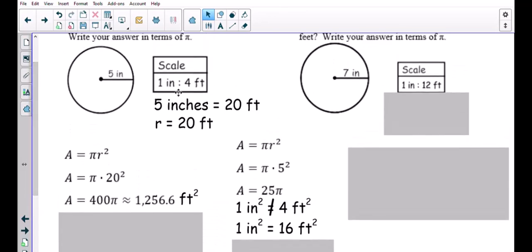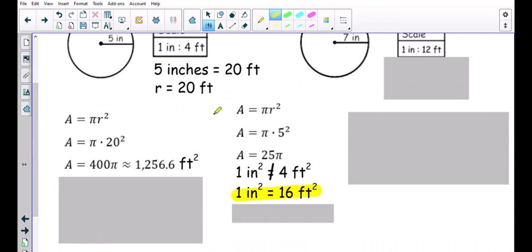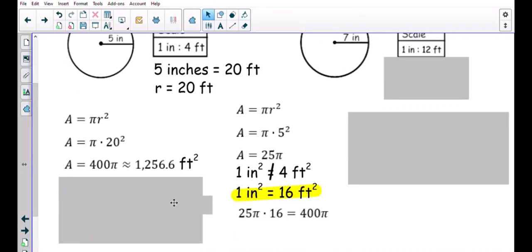So yes, 1 inch represents 4 feet, but 1 square inch doesn't represent 4 square feet. What is true is that 1 square inch represents 16 square feet. So you actually take 4 to the second power to get 16. If you take your 25 pi times 16, that will get you 400 pi.